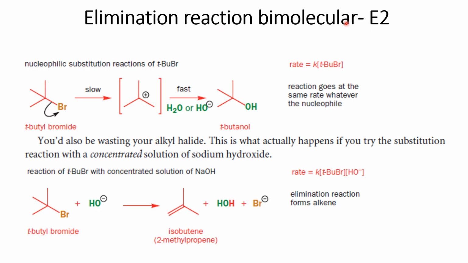Elimination reaction, bimolecular. Again, E stands for elimination, 2 stands for bimolecular. It is a single step process. So tertiary butyl bromide with concentrated solution of sodium hydroxide. The product formed is 2-methylpropene. This is the structure of 2-methylpropene.